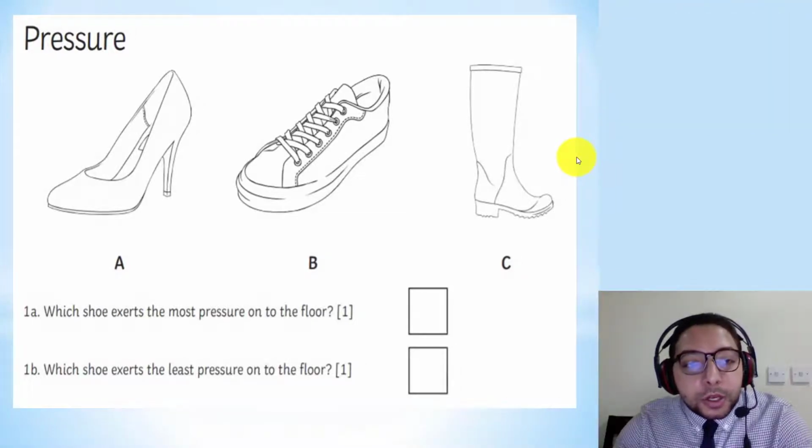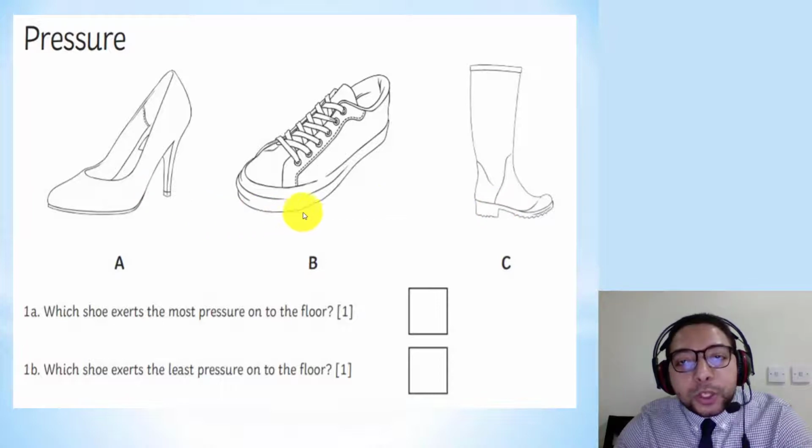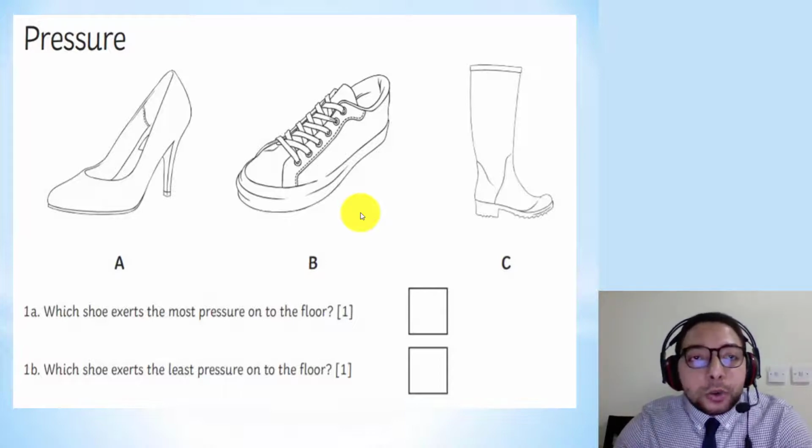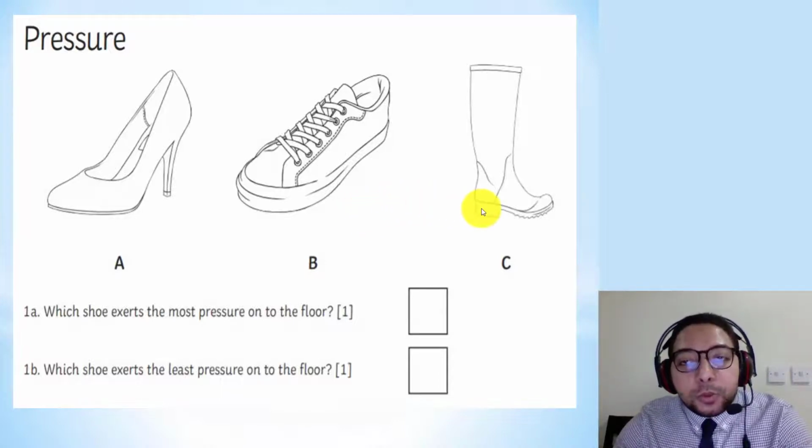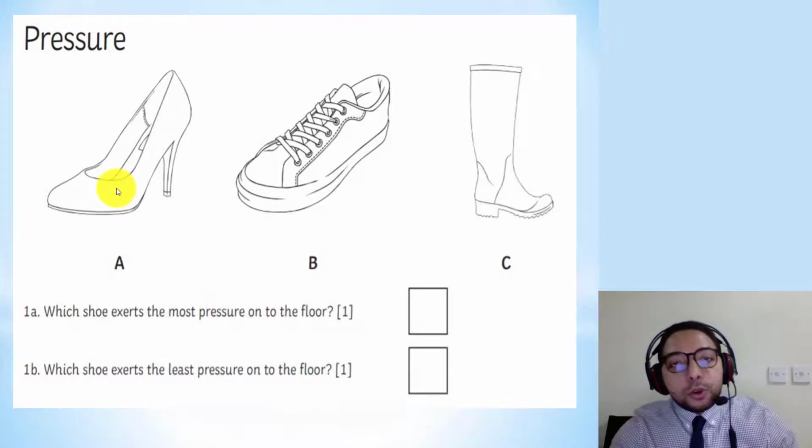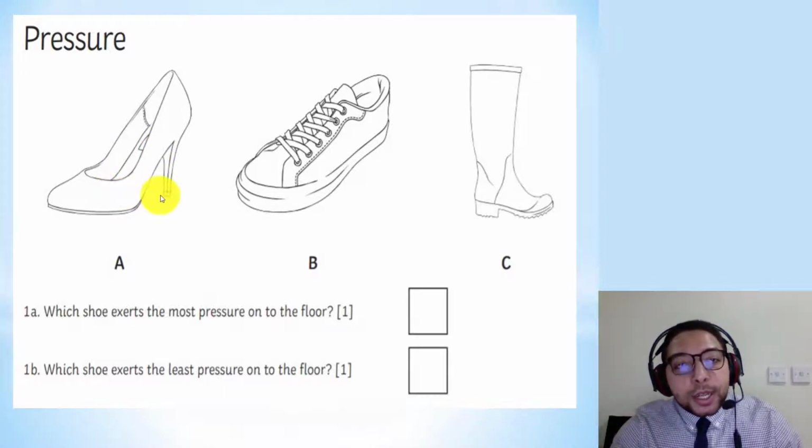So guys, time is over. Let's double check the first question. Which shoe exerts the most pressure on the floor? We need to look at three of them to see which one has a very small area of contact. This one is going to make the force more concentrated and increase the pressure. So when we look across the three of them, we find that shoe A has a smaller area of contact, which is going to make the force more concentrated on the smaller area, and this is going to increase the pressure. So the first answer is going to be A.